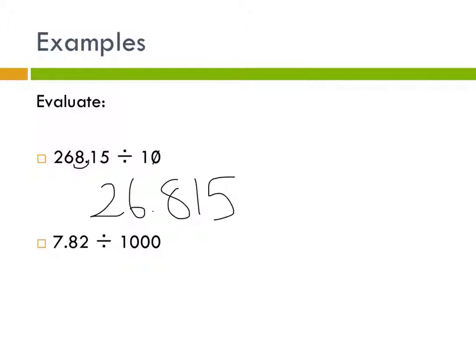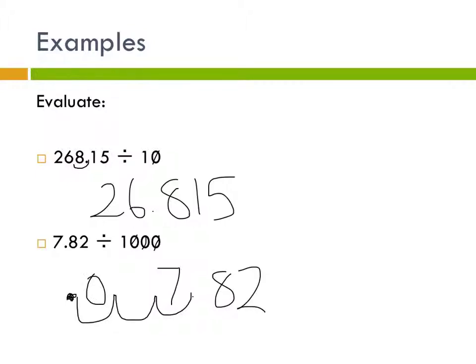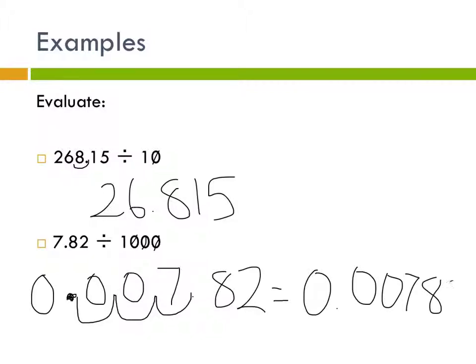Now, 7.82 divided by 1,000, that's 1, 2, 3 places to the left. So let's write this out, 7.82. And I move it 1, 2, 3, just like I did before, in these big gaps. In these gaps, I need to write those zeros in, and I'll need to put a 0 before the decimal point. So if I write this out nice and neatly, that becomes 0.00782.